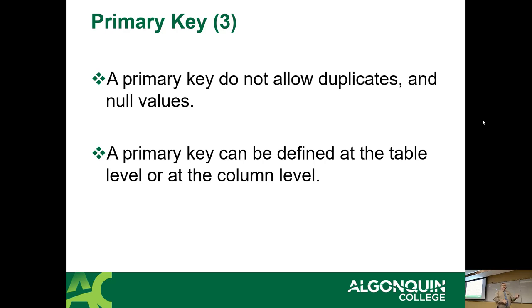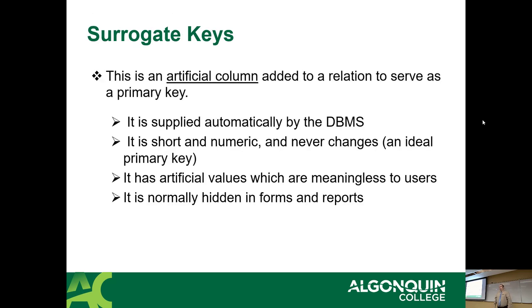A surrogate key is an artificial column. Its value is supplied automatically by the database. Your student number is an example. Most systems hide the surrogate keys from their users. Your student number is an exception to the rule, not an example of the rule.